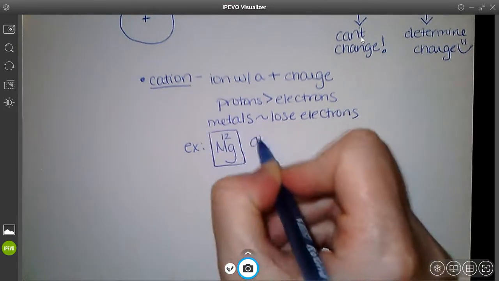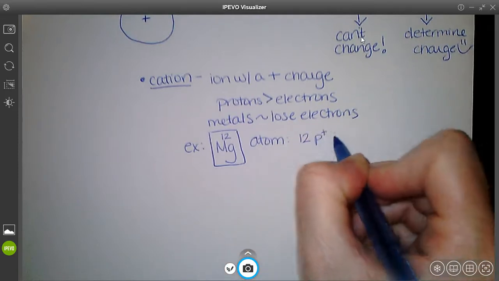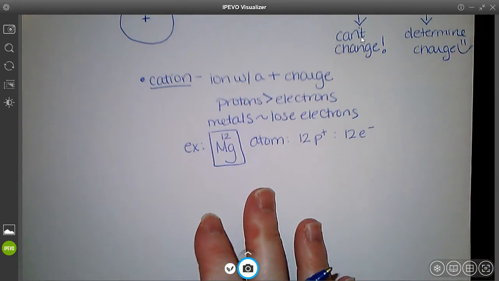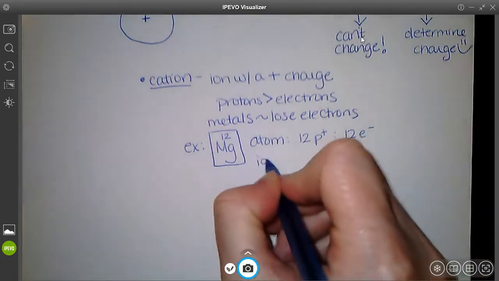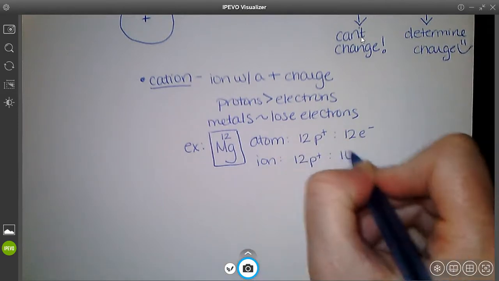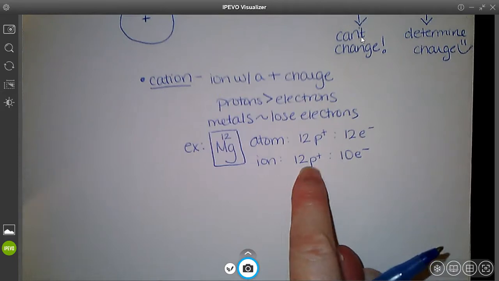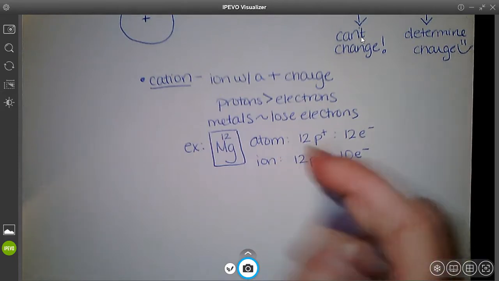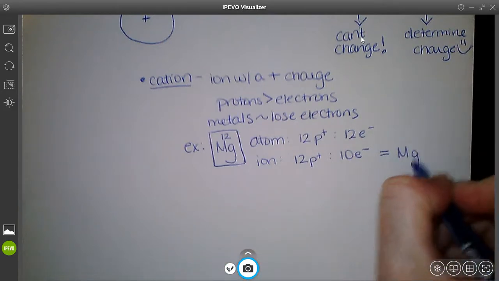An atom of magnesium has 12 protons and 12 electrons. But when it becomes an ion, it's going to lose 2 of those electrons. So when it's an ion, it's going to have 12 protons still, because that doesn't change, and 10 electrons. Since it lost 2 electrons, it's got 2 more protons than electrons now. So magnesium, when it makes an ion, is going to be Mg2+.